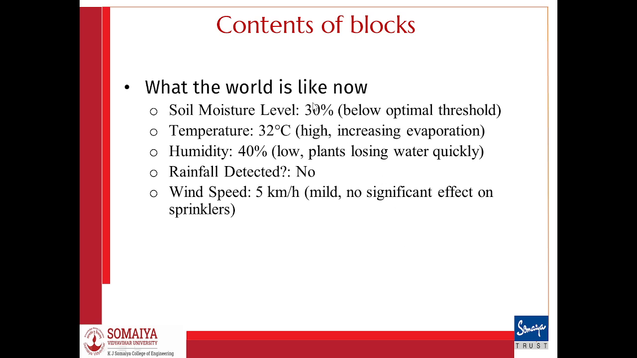What the world is like right now can be interpreted depending on the sensor information we have. For example, if the sensors give us some information regarding soil moisture, whether it is below the optimal threshold, above it, or at par, we must be able to understand that. From the temperature reading, one should figure out if it is high, and accordingly how much effect it is going to have on the evaporation, the humidity, rainfall detection, wind speed, etc. So there are various sensors. From the sensor information, the agent is supposed to interpret the current world information.